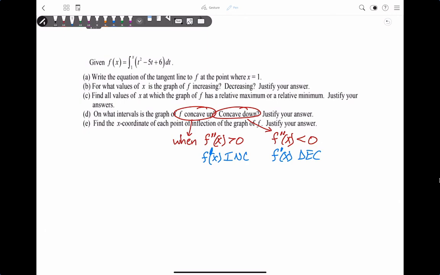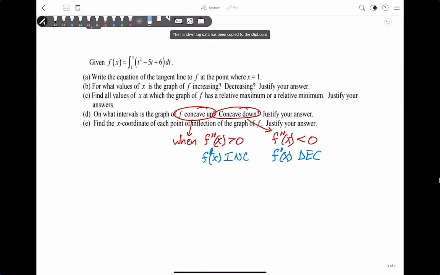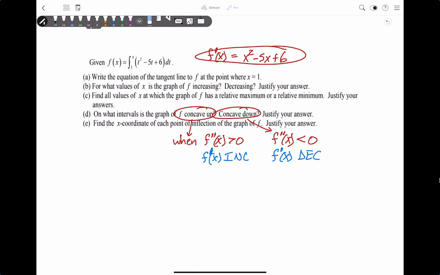Okay, so we know from back here that f of x was equal to all of this right here. Okay, so let me go ahead and just copy it over here. Per second fundamental theorem, we know that this is f prime of x. Okay, so let me go ahead and show this per second fundamental theorem again.